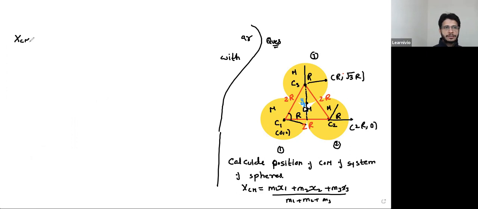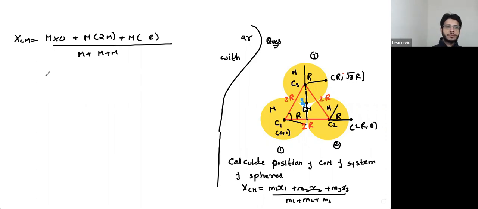Now calculate the center of mass of the system. The x coordinate is: the mass is m, and the x coordinate of the first particle is 0. The x coordinate of the second mass m is 2R. The mass is m and its coordinate is R, divided by m plus m plus m. So it's 2R.